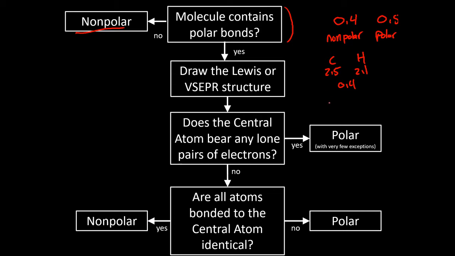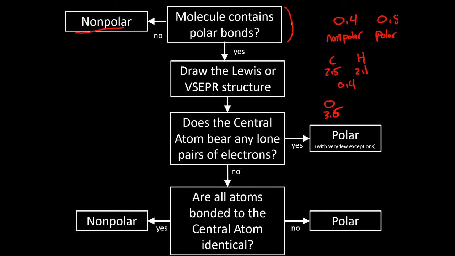Whereas carbon and oxygen, actually, I think, if my memory serves, I believe oxygen is 3.5. I think oxygen is 3.5, nitrogen is 3. You can double check me on that. But either way, whether it's 3.5 or 3, the difference between these two is greater than 0.4, and so that would be a polar bond.